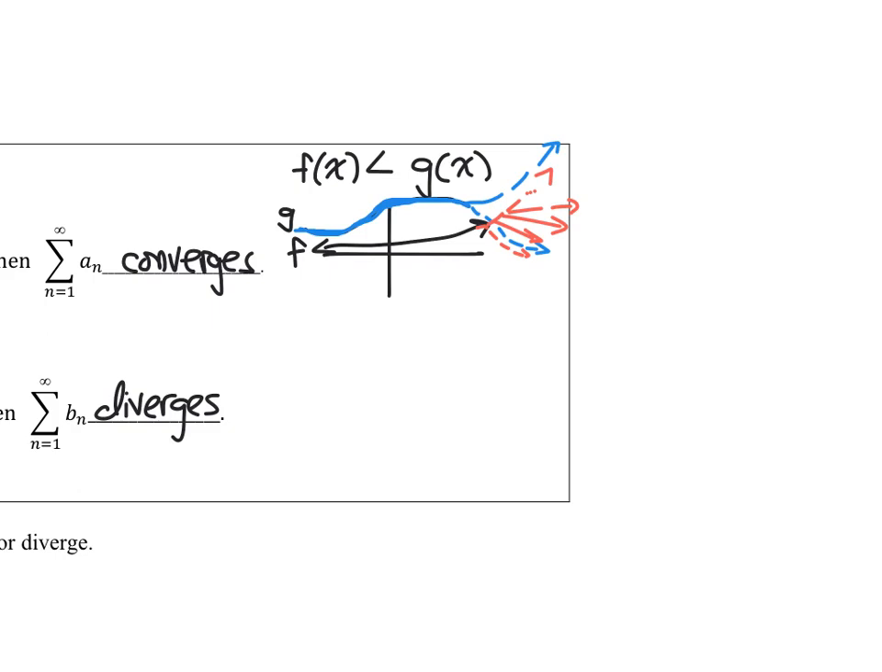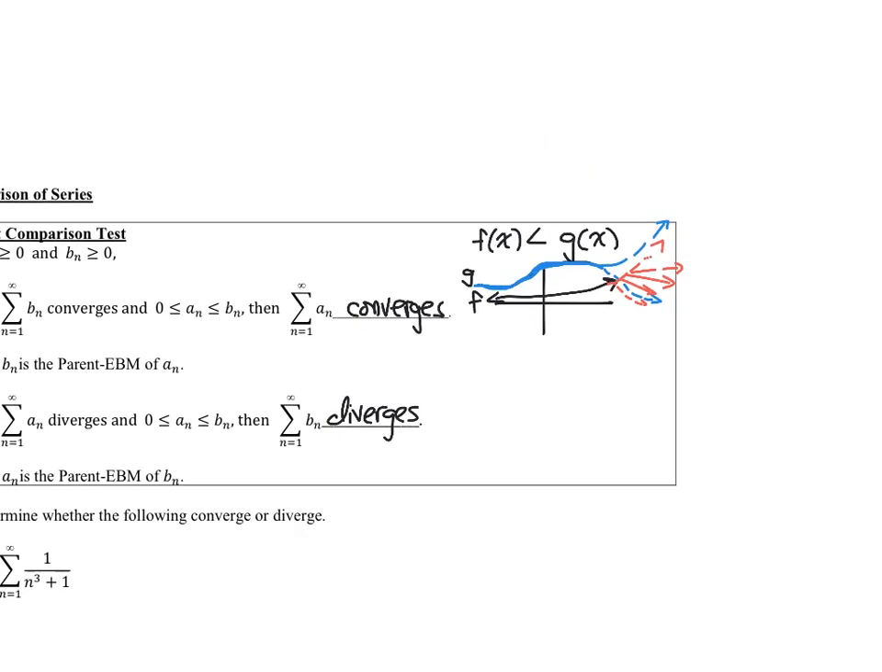Whereas in the other case, we're talking about a sub n, and this is still the same relationship. But if we're saying a sub n diverges, and it's trapped between 0 and b sub n, I'm changing my perspective a little bit. What I'm doing now is saying that a sub n, which is going to be my f function, definitely diverges.